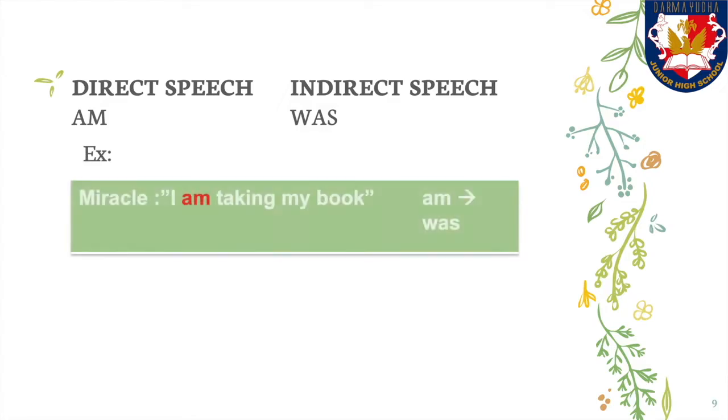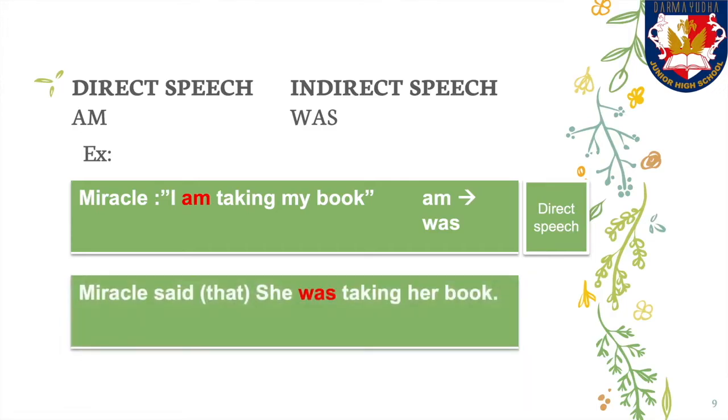Next example. Am becomes was. As you can see in the sentence, I am taking my book. Remember, am becomes was. So the indirect one is, Miracle said she was taking her book.